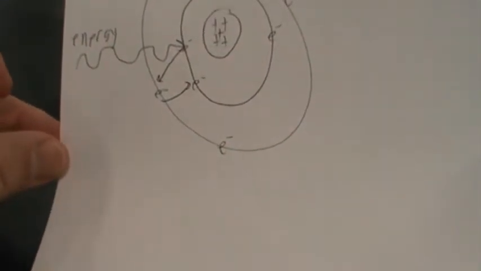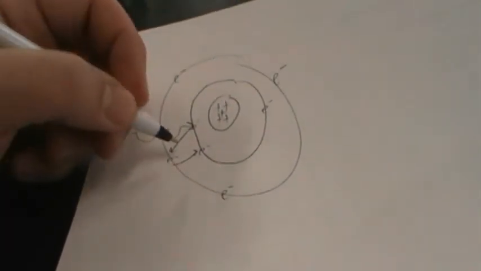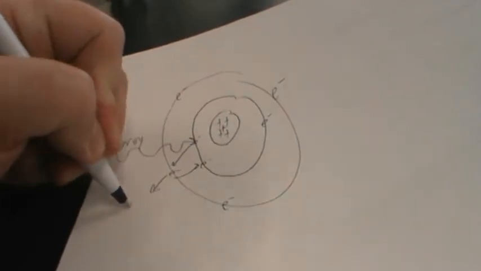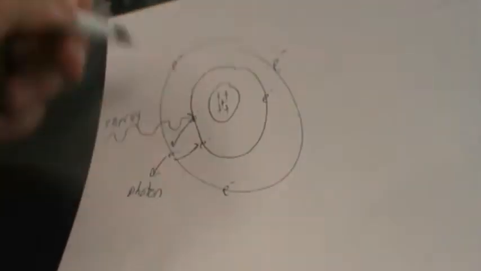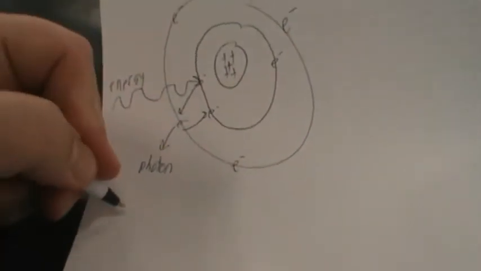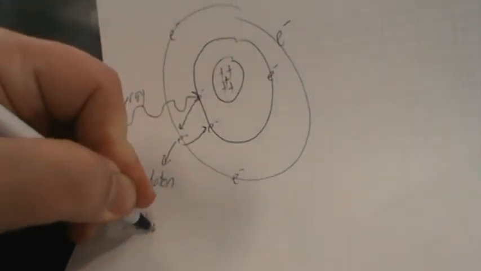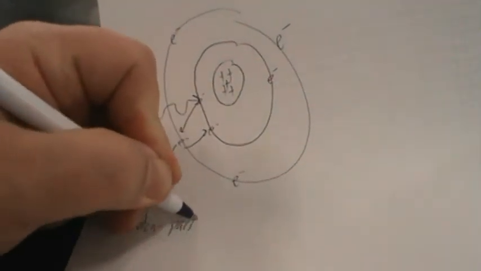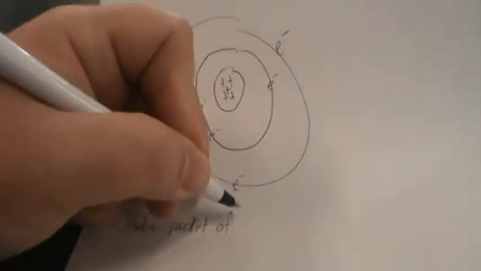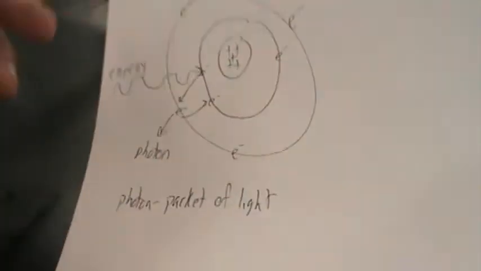And before it goes back down to the ground state, it kicks off this thing called a photon. Now, what a photon is, it's a packet of light.